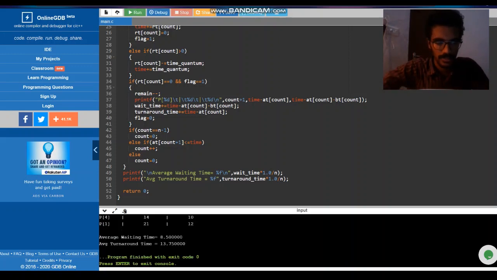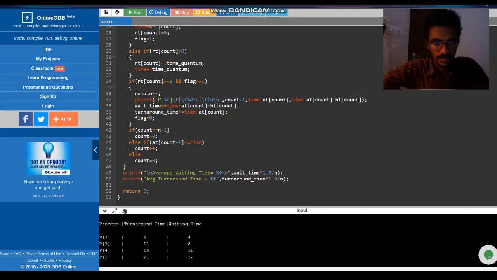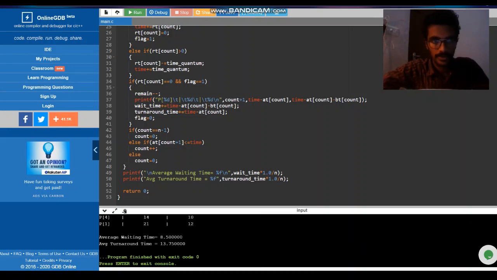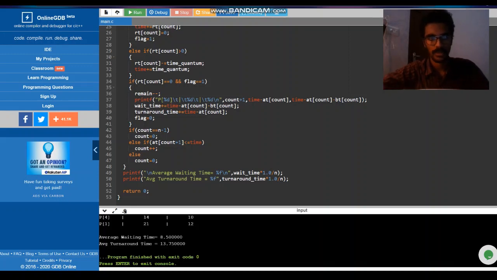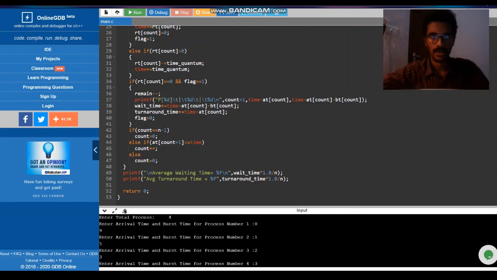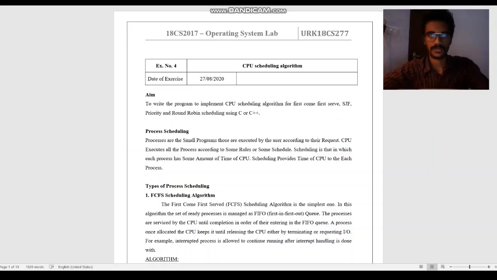Here comes my whole thing. So here is my average waiting time and average turnaround time. So this is the table as shown over here. This is the turnaround time and the waiting time. So here ends all the programs that were for CPU scheduling algorithms.